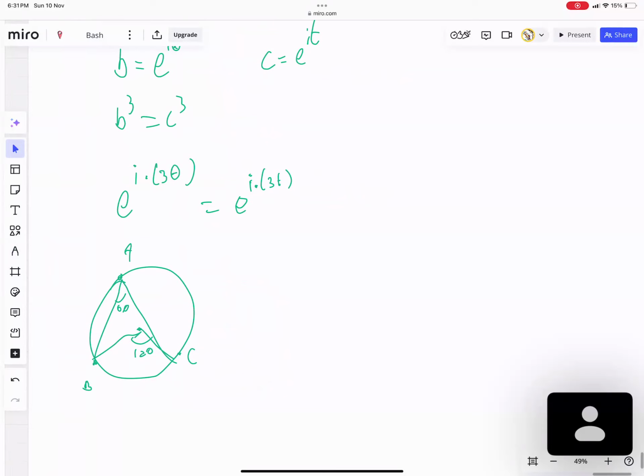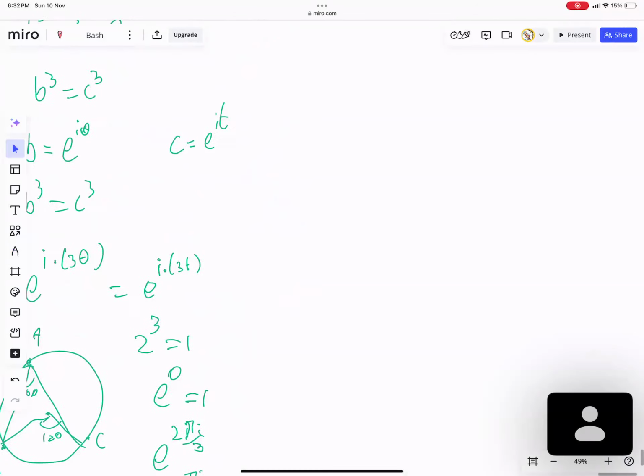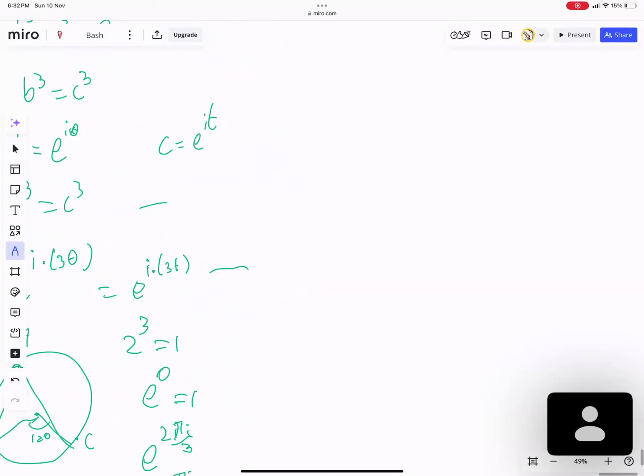There's this thing that the equation z cube equal to 1 has 3 roots. One is e to the power of 0, which is equal to 1. One is e to the power of 2 pi i by 3, the complex number, and the other is e to the 4 pi i by 3. So both of these equations give us that B is equal to some root of unity times C, w or w squared. I'm writing the square in brackets since it may or may not be a square.